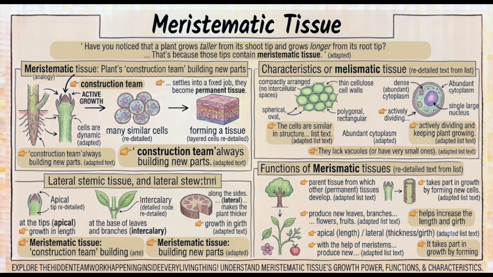It's found in three places: at the tips, apical; at the base of leaves and branches, intercalary; and along the sides of stems and roots, lateral, which makes the plant thicker. Once these cells stop dividing and settle into a fixed job, they become permanent tissues. Now let's take a few functions of meristematic tissues. It acts like a parent from which other tissues develop. It takes part in growth by forming new cells, and it also helps to increase the length and girth of a plant.